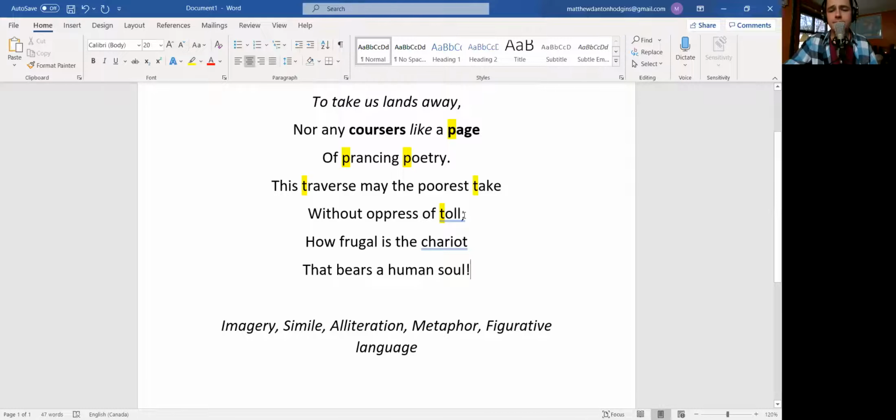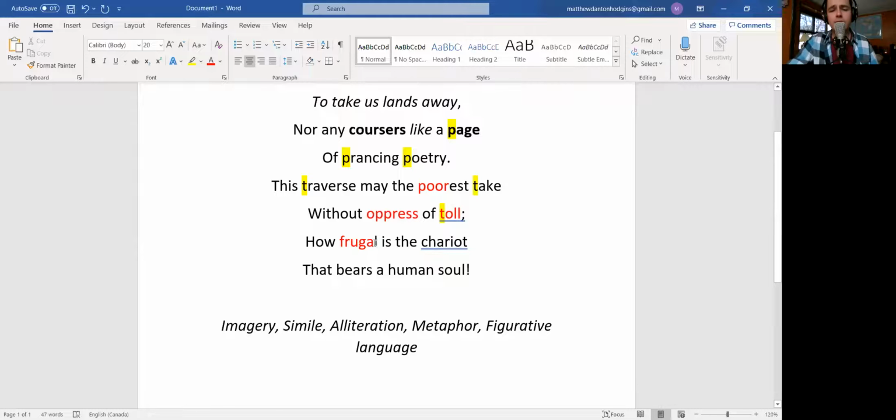If we are saying that this section is about money, right? Because frugal, that's a money term. Poor, that's a money term. Toll, that's a money term, right? And even oppress, you may not know what oppress means, but oppress means to push you down or to stop you or to hold you back, right? So if I was too poor to pay for a trip, I would be under the oppress of a toll, right? There's a cost there that I just simply can't pay.